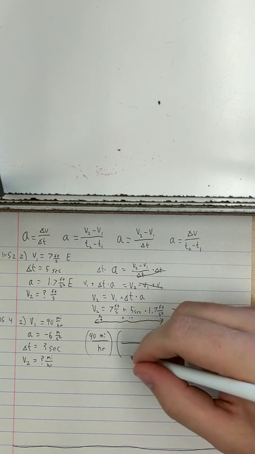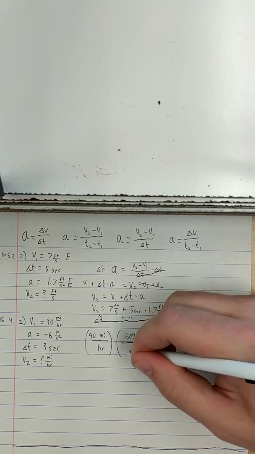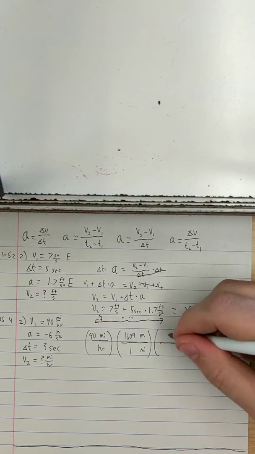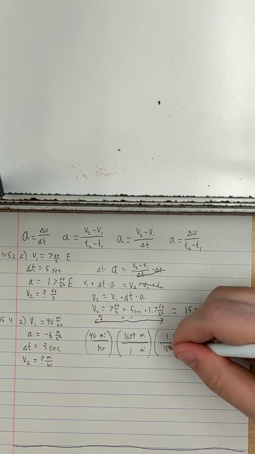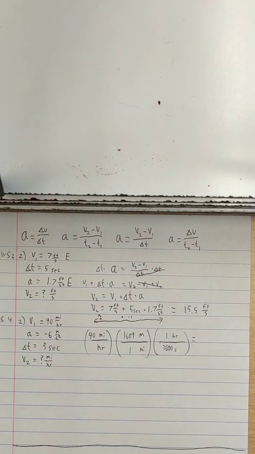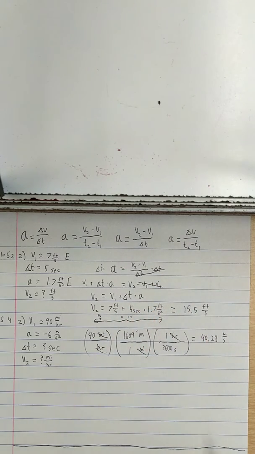Okay, so the first thing, change miles to meters. And there are 1,609 meters in 1 mile. And I'm going to change hours to seconds. There is 1 hour in 3,600 seconds. So when I get this, I end up with 90 times 1609 divided by 3,600. And I get 40.23 meters per second. Okay, because my miles canceled, my hours canceled, meters per second.